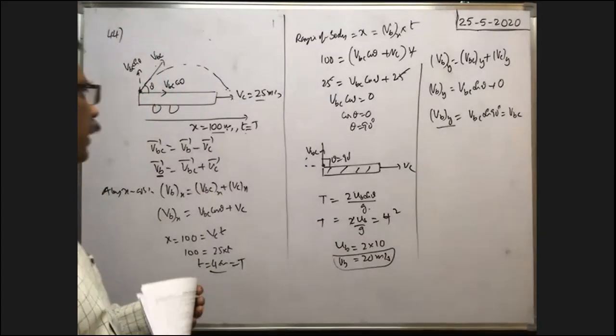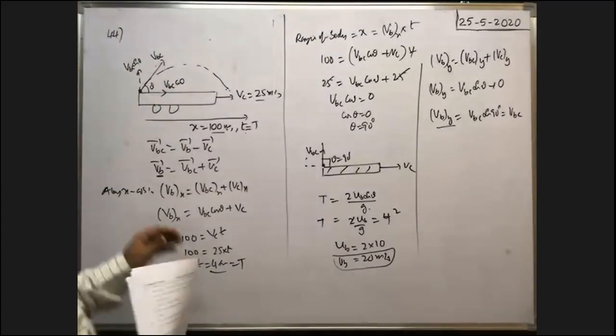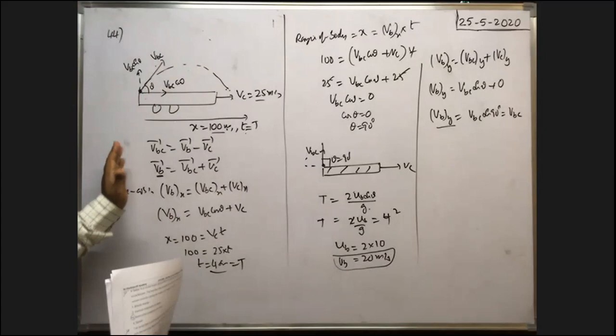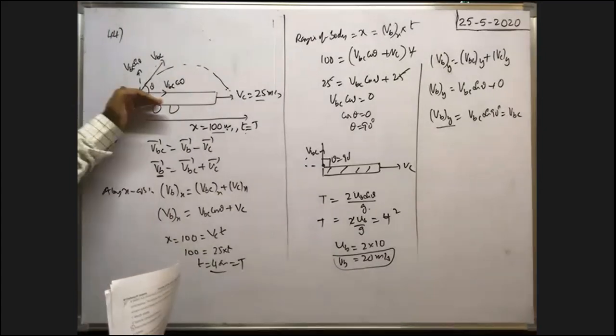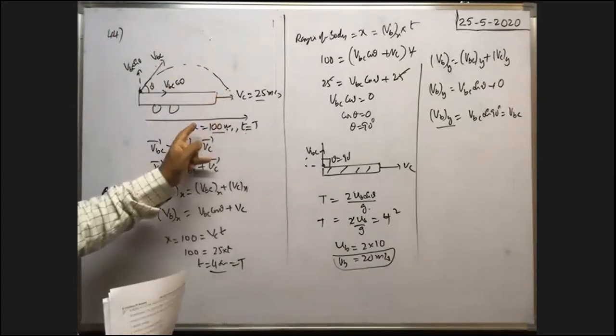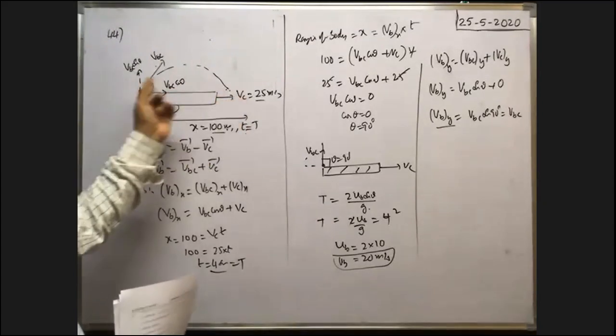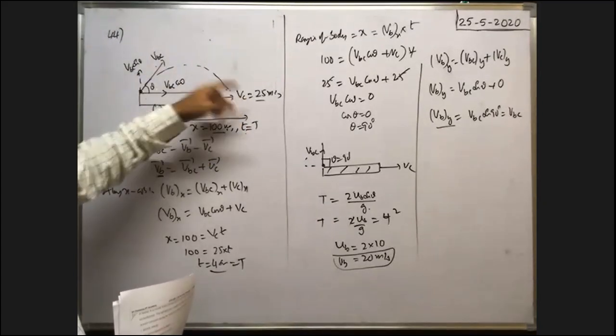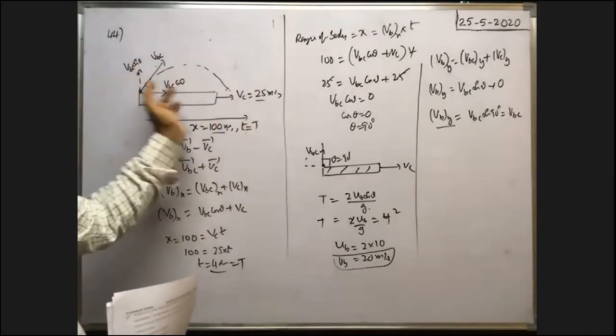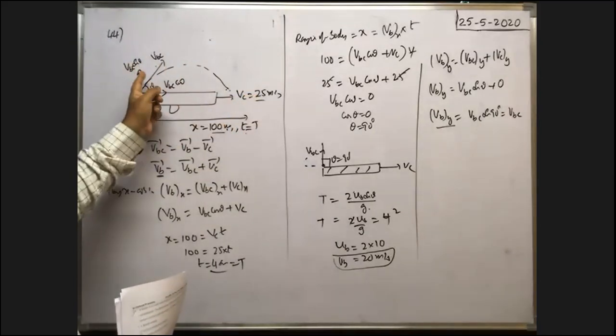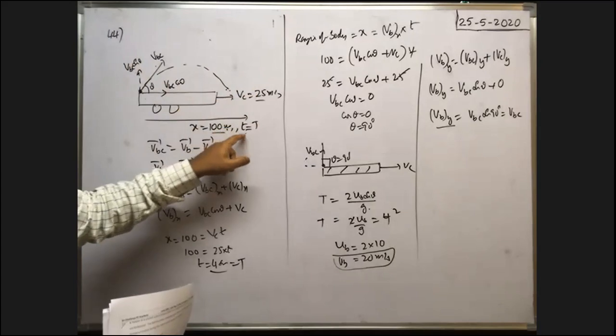Okay, here the car travels with a velocity of 25 meters per second in the horizontal direction, and after some time, when the car has traveled a distance of 100 meters, the body falls into the car. That means the body also travels the same distance along the horizontal direction, no? That means the range of the body and the distance traveled by the car in the given time are both the same.